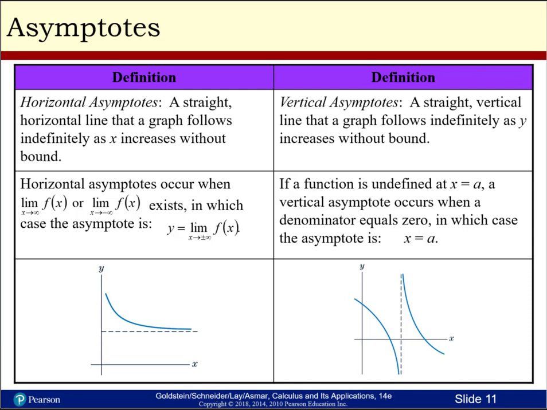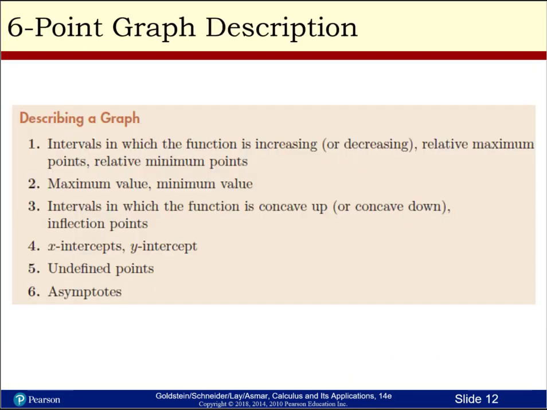Vertical asymptotes are straight vertical lines that the graph follows indefinitely as y increases without bound. If a function is undefined at x equals a, a vertical asymptote occurs, in which case the denominator equals 0 and the asymptote is x equals a. These are places where the function does not exist. However, a function can cross a horizontal asymptote. It can exist at a horizontal asymptote.